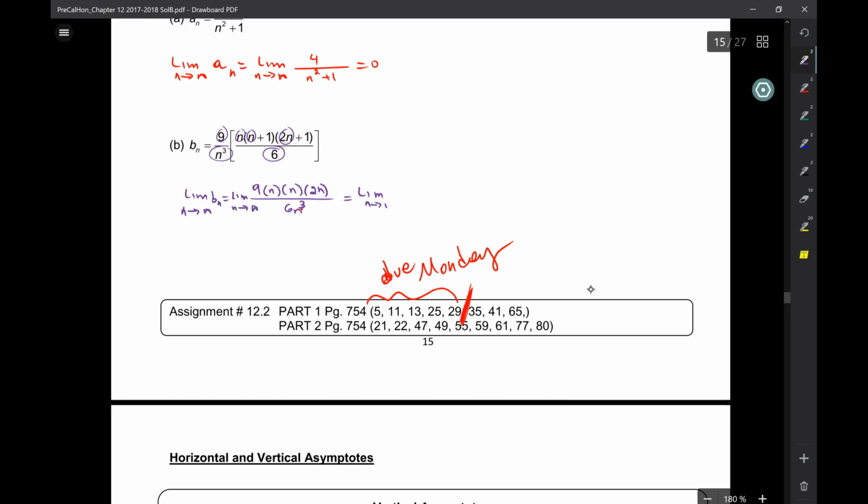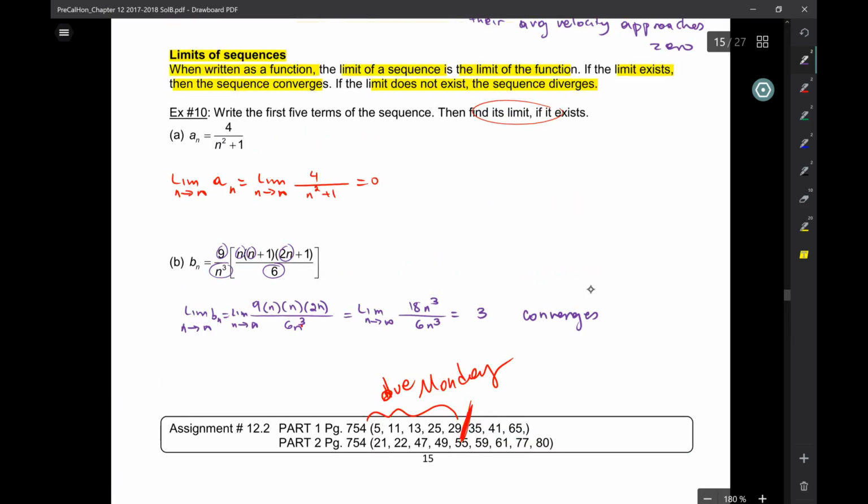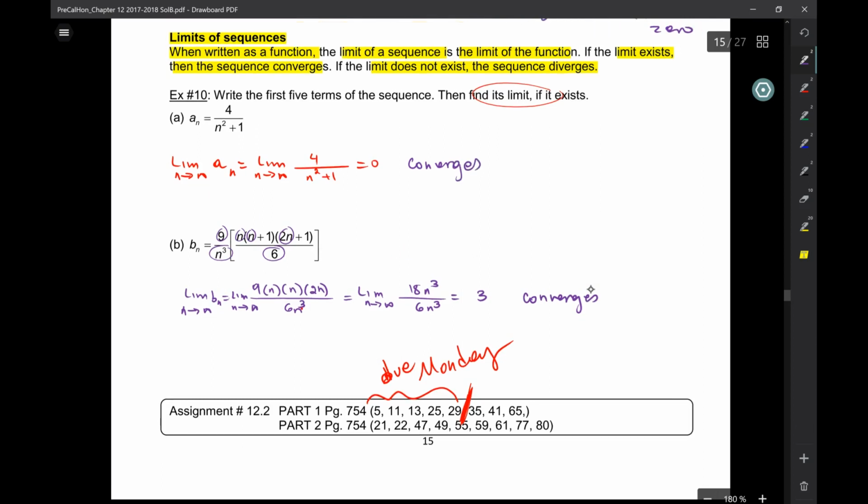This is the limit as n approaches infinity of 18n cubed over 6n cubed. This is 3, so it converges. And this converges, and everybody converges, and this is fantastic.